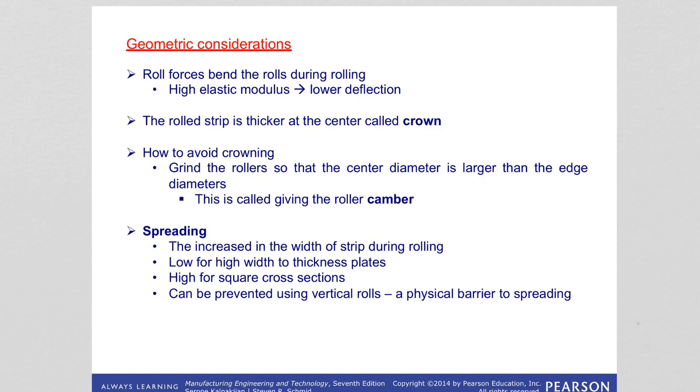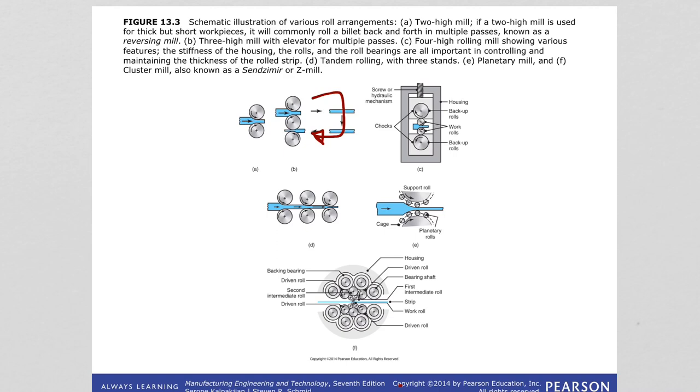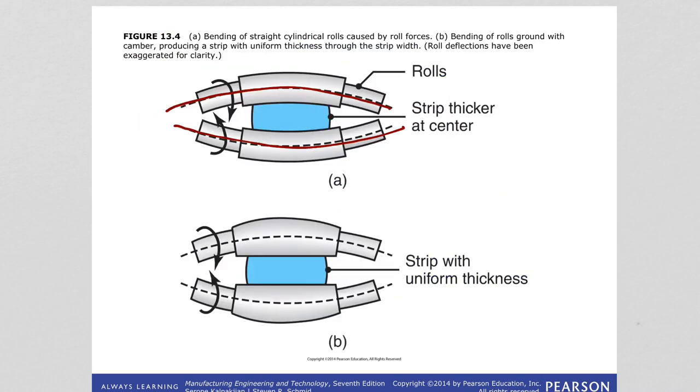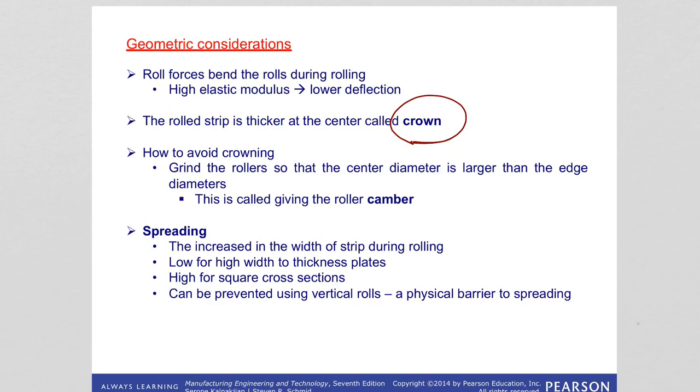Now, due to this deflection, the rolled strip is thicker at its center than at its edges, and this is known as crown. And we can see here that it's thicker at the center, right? Thicker at the center. And this is known as crown.